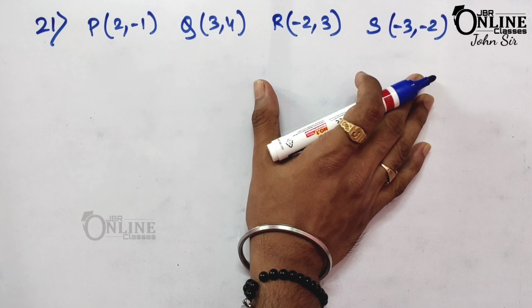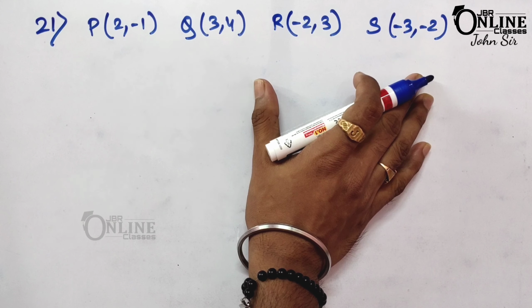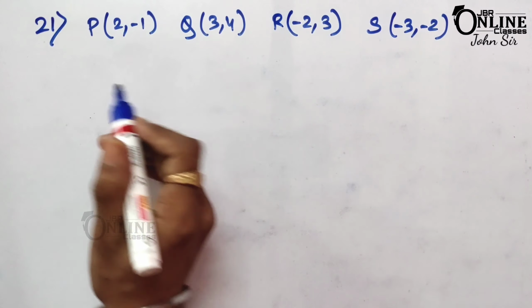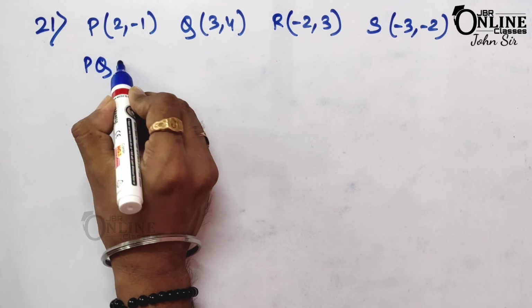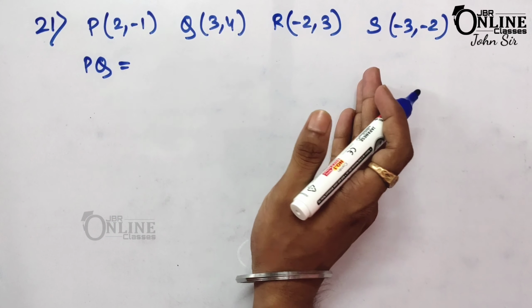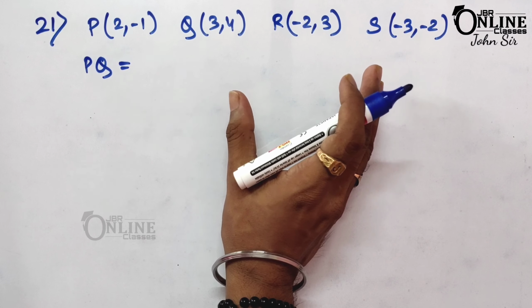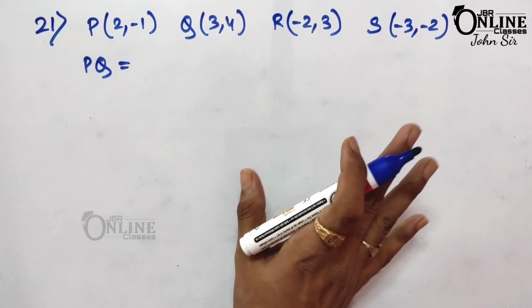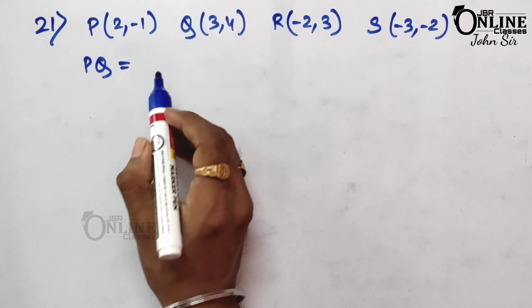Now all of you know what the difference is between a rhombus and a square. In a square, all 4 sides are equal and the 2 diagonals are also equal. But in a rhombus, all 4 sides are equal but the diagonals are not equal. That means here you have to find out the lengths of PQ, QR, RS and PS, all the sides and also the two diagonals, that means PR and QS. Okay, so first find out PQ.